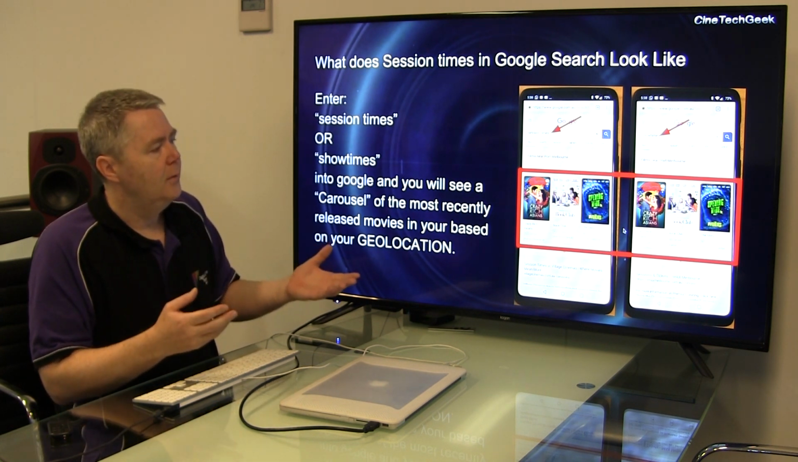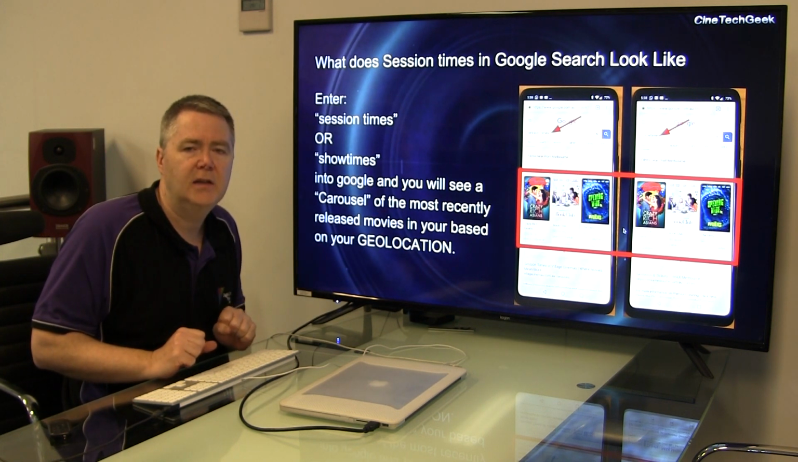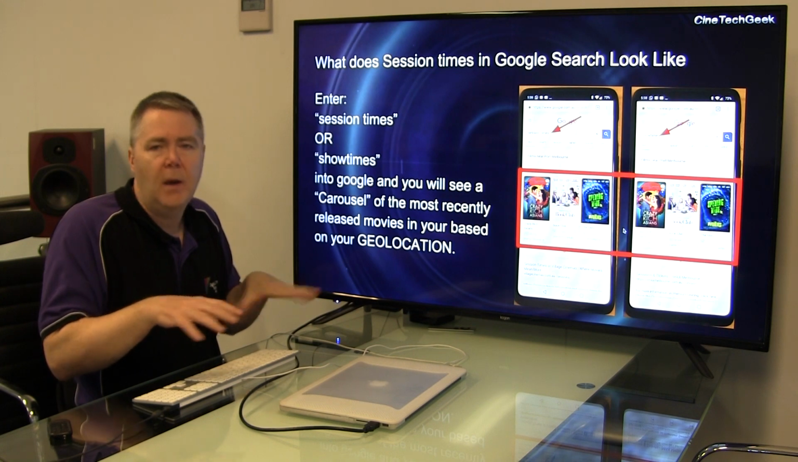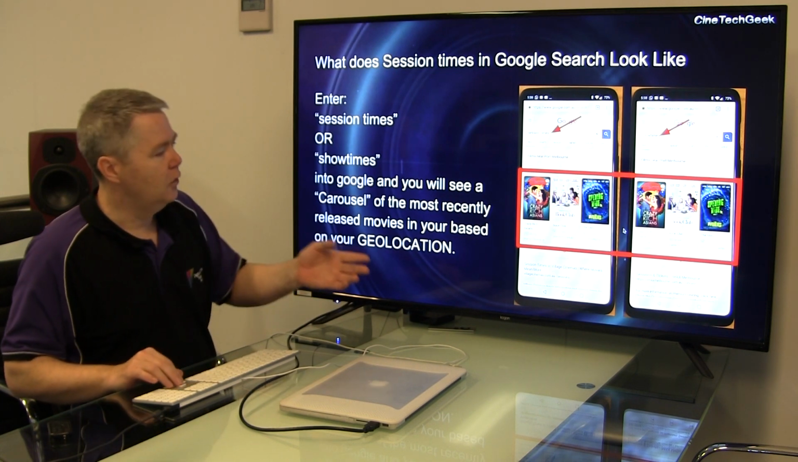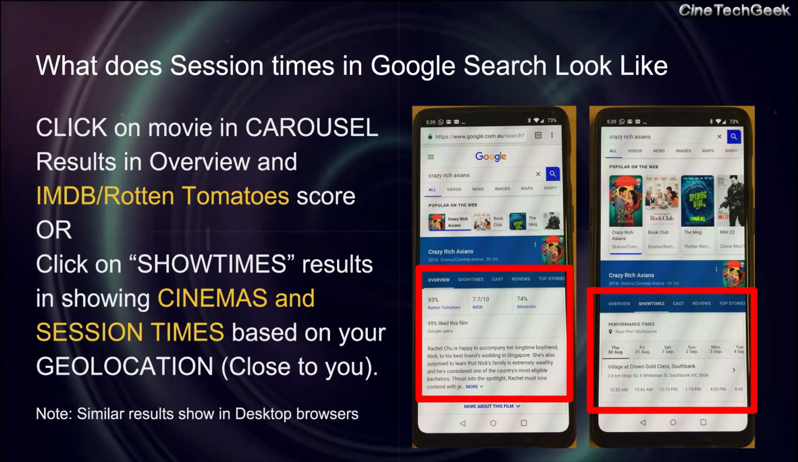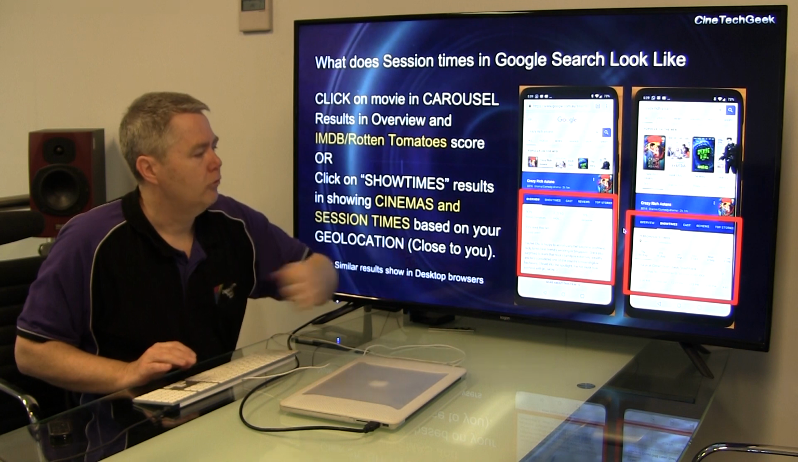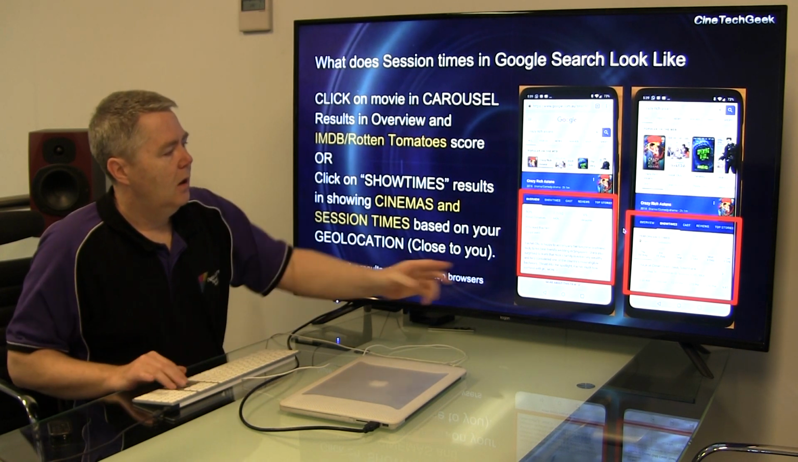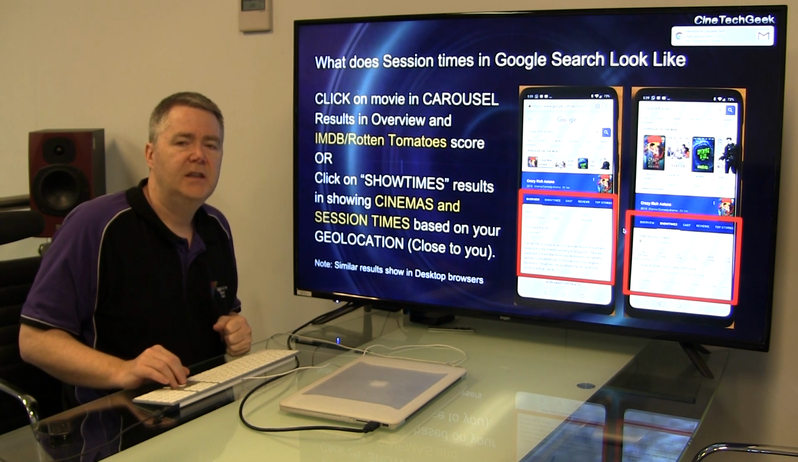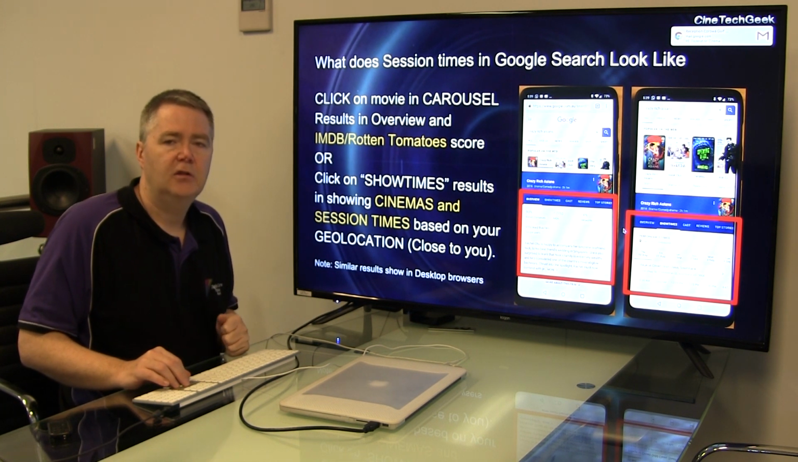So if you put show times in, obviously it's trying to show you the latest releases that are around you in your geolocation that you may be interested in. Of course, if you then click on one of those posters, you'll get more information about that movie, including the social, what it's doing on Rotten Tomatoes, IMDb, etc. But immediately after that, you've got what's called show times. And that's going to show you the cinemas that are around you and the session times they have for that particular film.